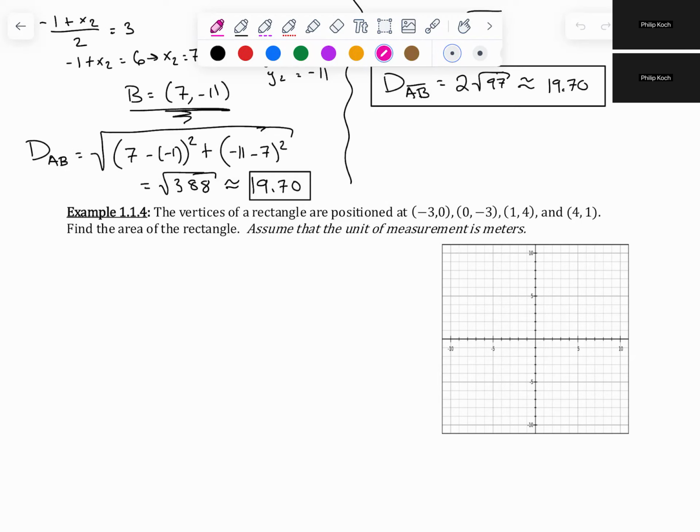So continue where we left off. The vertices of a rectangle are positioned at (-3, 0), (0, -3), (1, 4), and (4, 1). So just some fun practice. Let's go ahead and plot those points. This is (-3, 0). That's right there. (0, -3) is right there. (1, 4) is right there. And (4, 1) is right there. So we're trying to find the area of that rectangle.